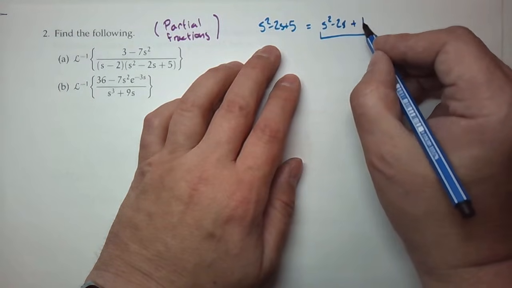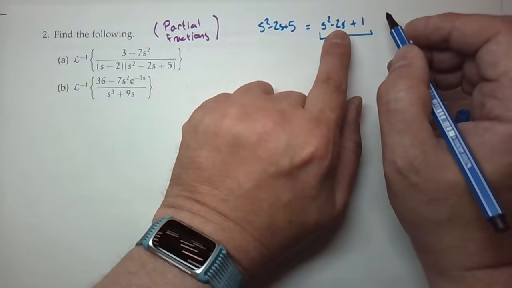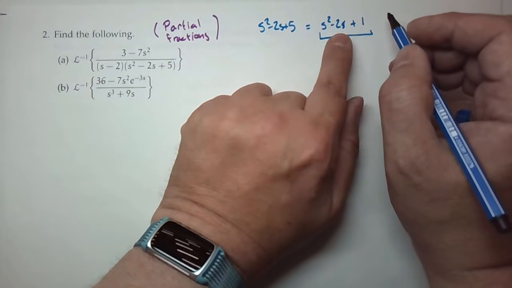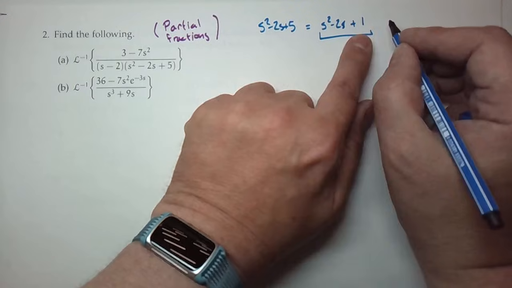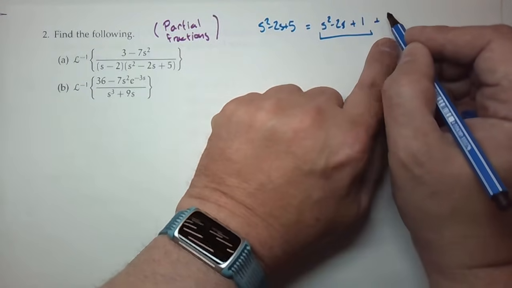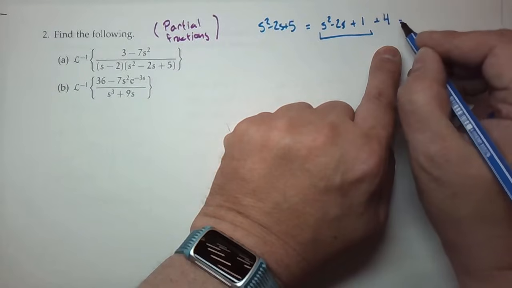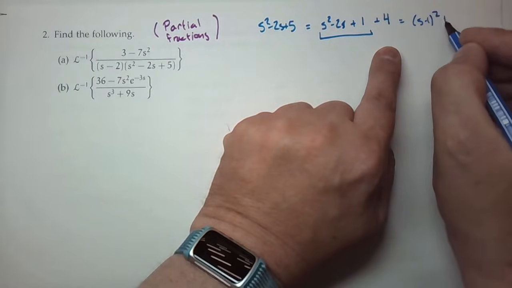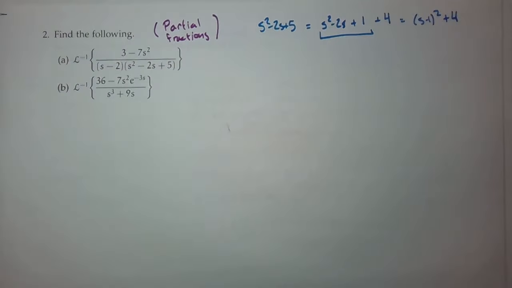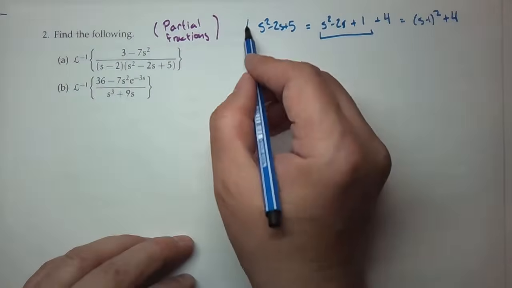Plus 1, right? Divide the middle term by 2 and then square. So negative 2 divided by 2 is negative 1 and then square. And then you say, well, wait, I have 5, so you see it as plus 4. So this is s minus 1 squared plus 4. Now that will come up eventually at some point. We don't have to do it now, but we do need to do it at some point.